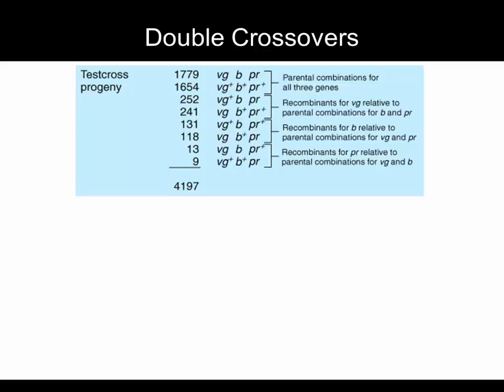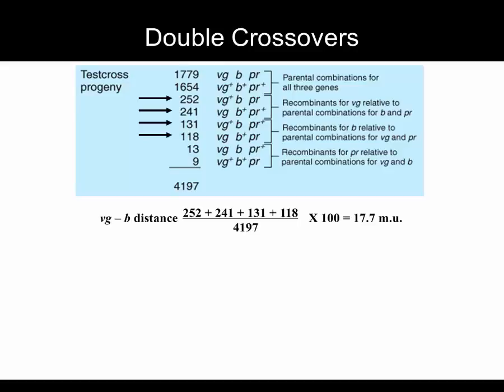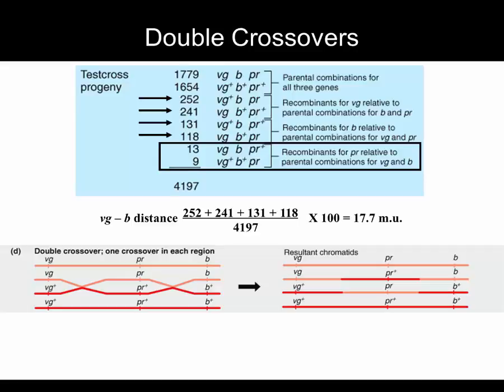Let's look at how we calculated the number of crossovers that occurred between VG and B. We identified these 4 groups as recombinant, and did our calculation. But let's take a closer look at what's happening with these groups. Since PR is in between VG and B, no single crossover event can give us the combination of alleles we see in these two groups. These combinations are only possible if there's one crossover between VG and PR, and another between PR and B.